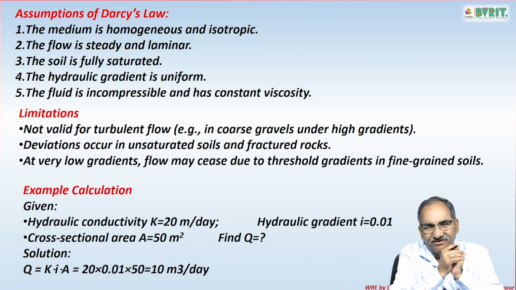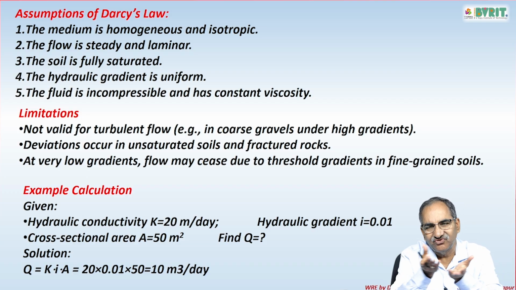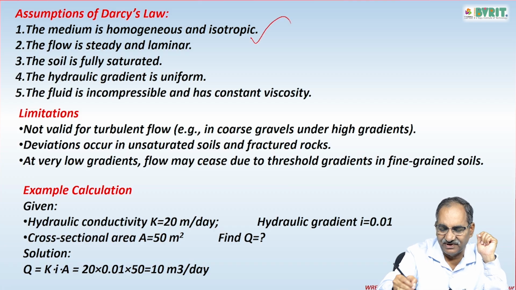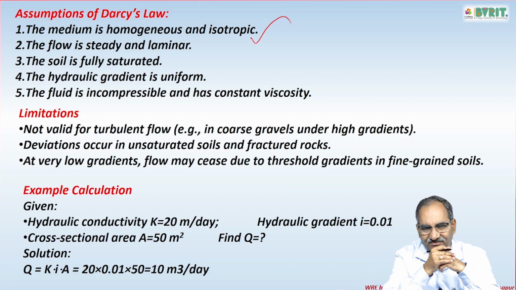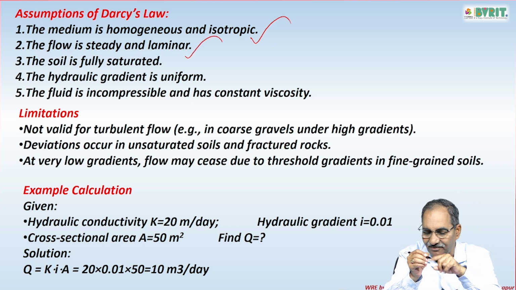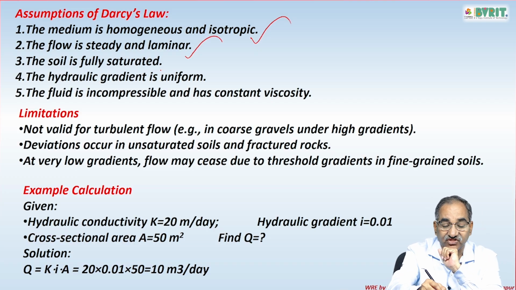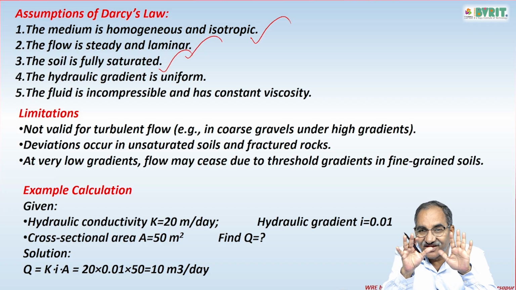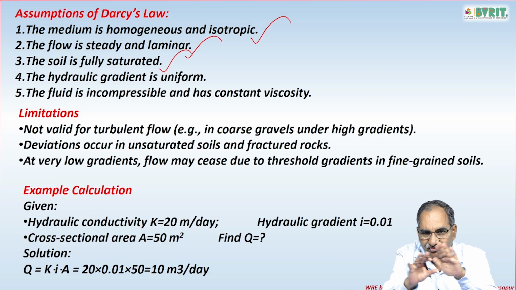What are the assumptions of Darcy's law? First thing is the soil medium. Whatever medium you are choosing is nothing but the soil. The soil is homogeneous and isotropic, that means all the properties in all three directions are the same. The flow is steady and laminar. Basically it is laminar flow, and we are taking up only steady flow. The soil is fully saturated. Whatever we are talking about is only the saturated zone.